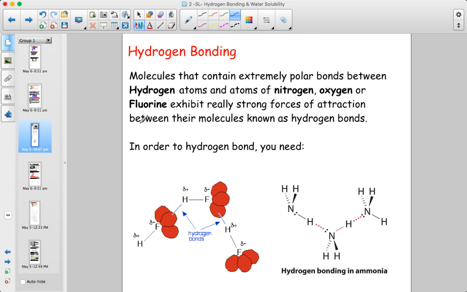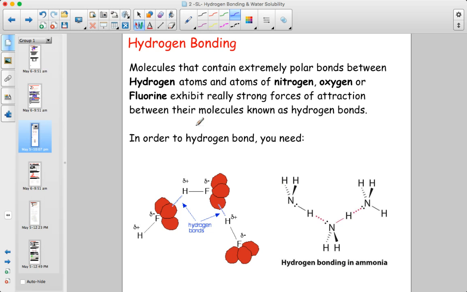So what is a hydrogen bond? When molecules contain really polar bonds, extremely polar bonds, and those bonds happen between hydrogen, which has an electronegativity of 2.2, and the really electronegative atoms of nitrogen, oxygen, and fluorine, which have values of 3, 3.4, and 4 for electronegativity, they exhibit really strong forces of attraction between the molecules known as hydrogen bonds.